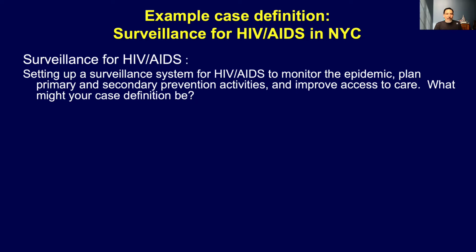So here's an example of a few. I'm going to go through a few examples of case definitions. This is an example of a case definition for HIV/AIDS in New York City. So first, thinking about the goals, it was about setting up a surveillance system for HIV/AIDS to monitor the epidemic, plan primary and secondary prevention activities, and improve access to care for HIV.